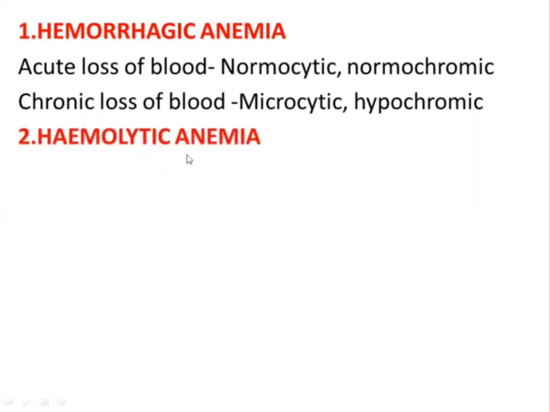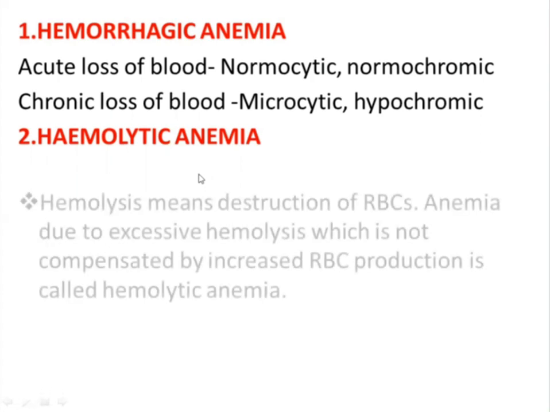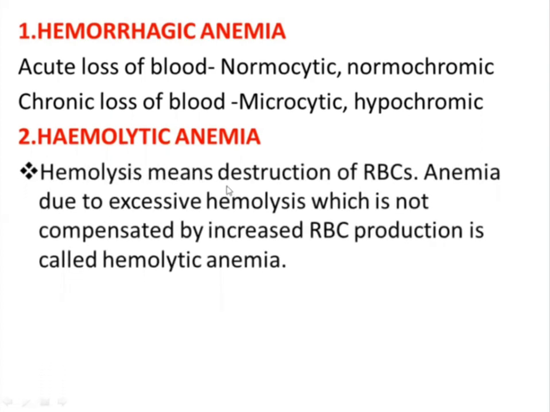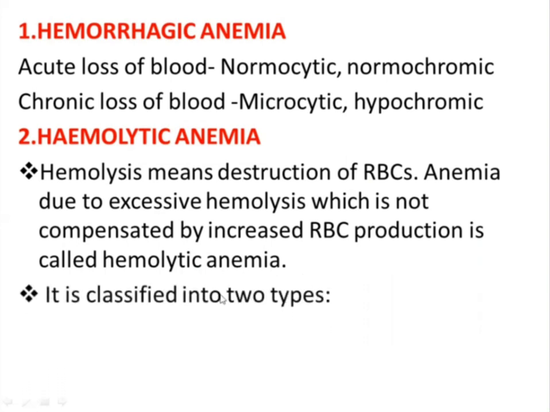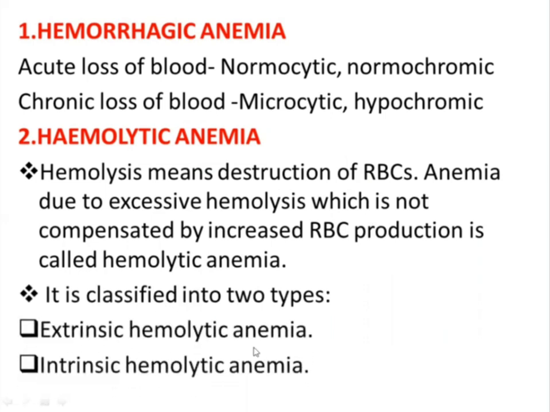Then we will see the hemolytic anemia. Hemolysis means destruction of the RBC. The anemia due to excessive hemolysis, which is not compensated by the increased RBC production, is called a hemolytic anemia, right? It is also classified into two types: extrinsic anemia and intrinsic anemia, right?